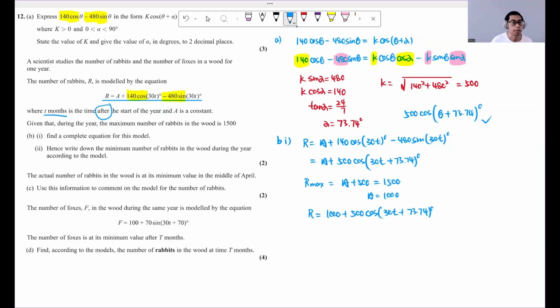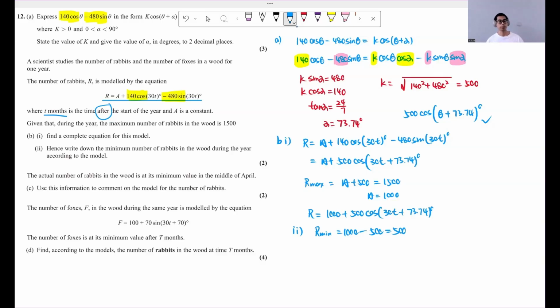Part (ii): hence write down the minimum number of rabbits in the wood during the year according to the model. The minimum number has to be 1,000 minus 500, which gives us 500. Then part C: the actual number of rabbits in the wood is at its minimum value in the middle of April. Use this information to comment on the model for the number of rabbits.